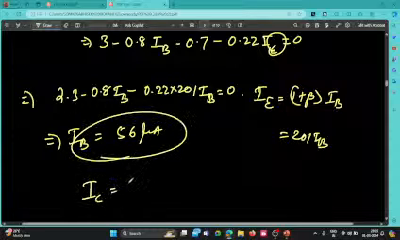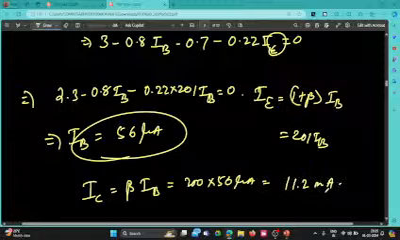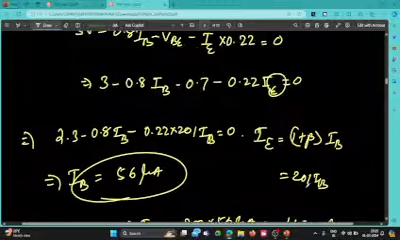Now IC is simply beta IB. So 200 into 56 microampere, that will be 11.2 milliamp. Okay, you get it.